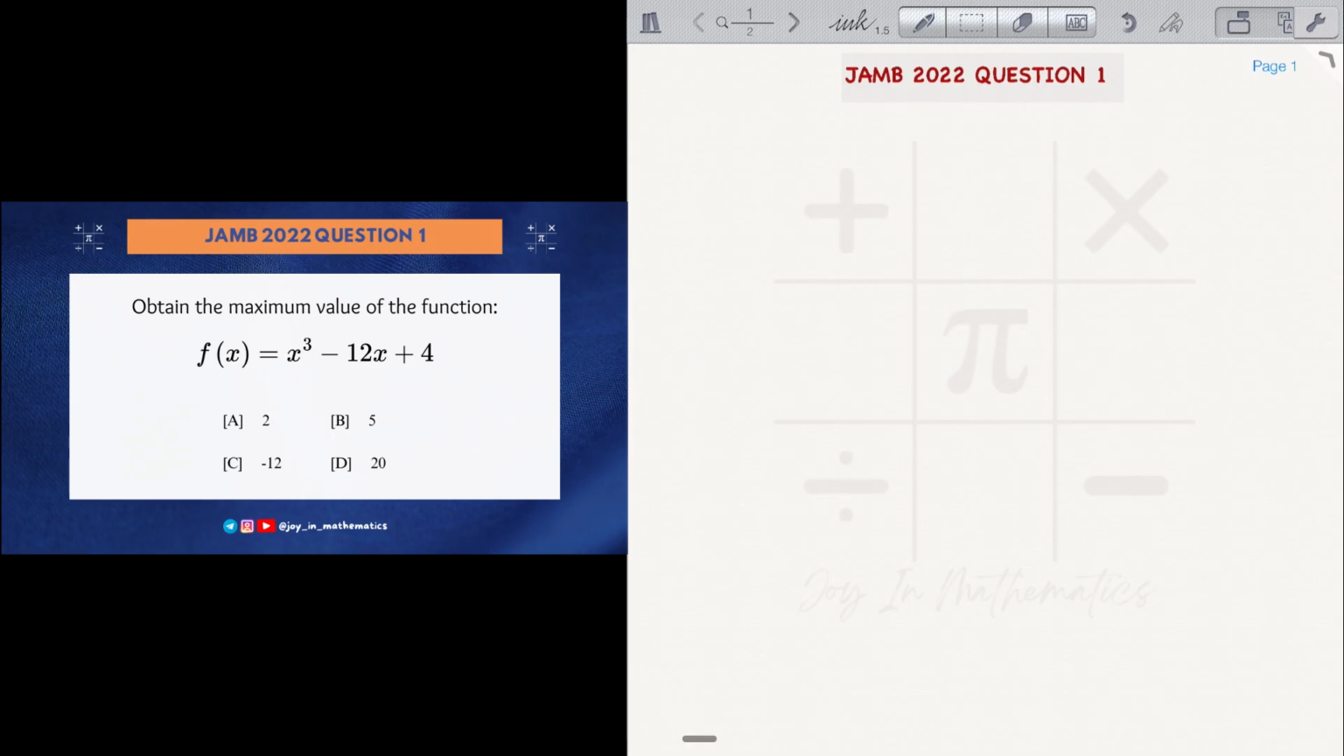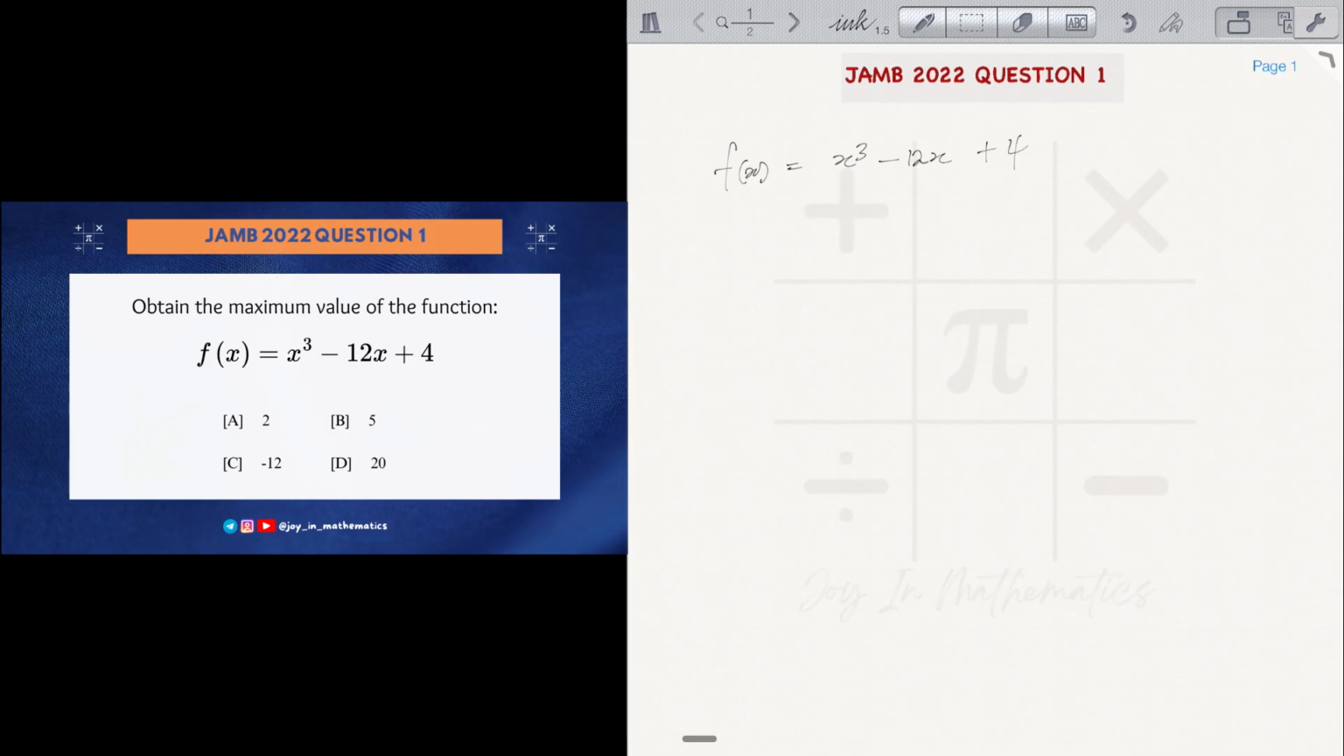JAMB 2022 question 1. The question says we should obtain the maximum value of the function f of x is equal to x raised to power 3 minus 12x plus 4. F of x is equal to x raised to power 3 minus 12x plus 4.